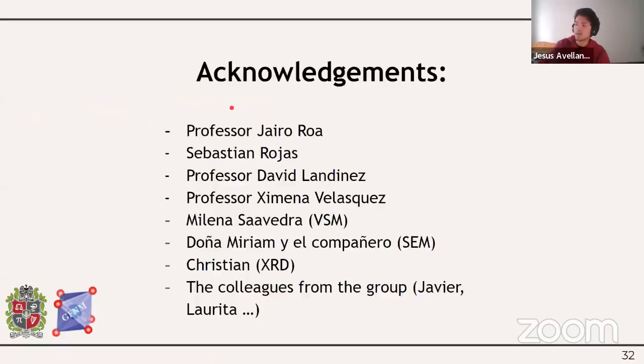So basically, we would like to make a short acknowledgements list. Obviously, Professor Jairo Roa, who gave us this research in the first place. A third colleague of ours, Sebastián Rojas, was the one who helped us through all the sintering process. Professor David Landines and Jimena Velázquez also helped a lot, and obviously all the people that helped us with measurements like Milena Saavedra, Miss Miriam, Christian, and all the colleagues from the group.